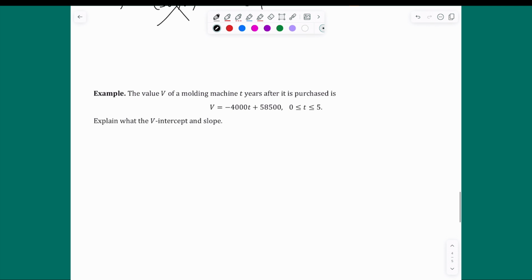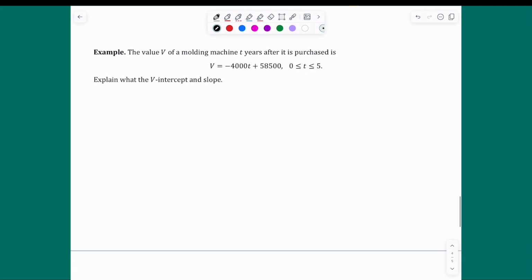Next example here. The value V of a molding machine T years after it is purchased is negative 4,000T plus 58,500. It should be saying V of T, where T is the input and it ranges from 0 to 5. All right, explain what the V-intercept and slope are.